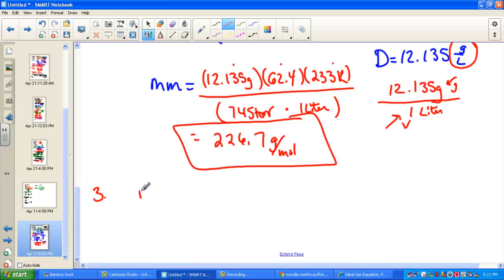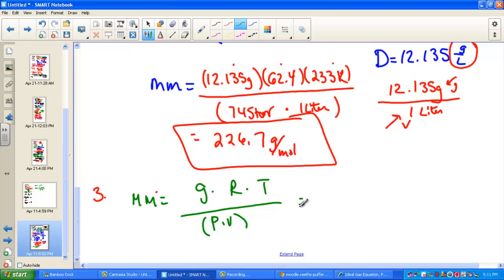Go to work with our formula. Molar mass of our gas is G times R times T over the product of P and V. Let's plug it in. The mass was 5.723 grams. There's the G. The R constant, the T in Kelvin, over the product of P and V.